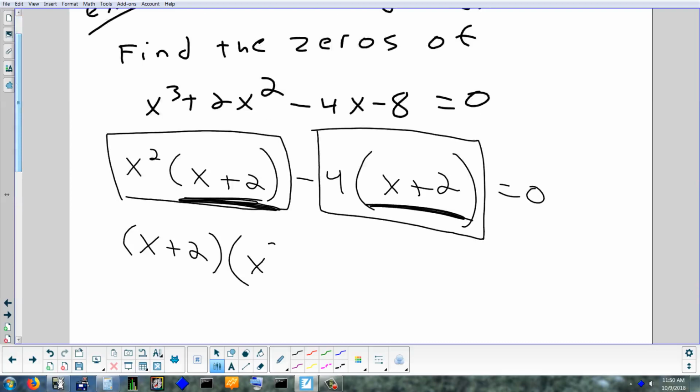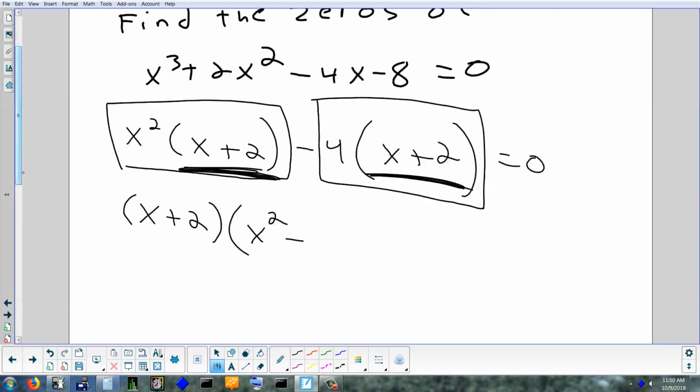X squared. And if you factor out x plus 2 from the second box, what's left there? Minus 4. And now, this first one, you can't really do much with it. But x squared minus 4, you can factor that one step further. How does x squared minus 4 factor? Chris?